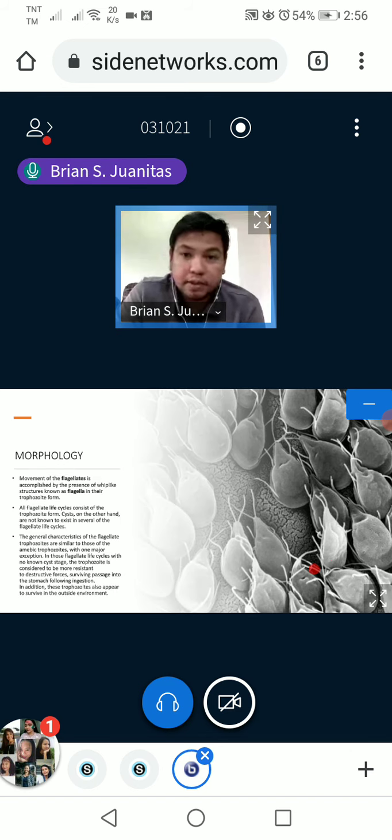So next, ito yung appearance talaga basically ng flagellates. Merong flagella. Okay? So movement of flagellates is accomplished with the presence of the flagella. Okay, kaya kasi natin tinawag na flagellates, no? Because of its unique morphologic characteristic. Meron siyang additional whip-like structure na tinatawag na flagella. So ginagamit yan for movement. So the only morphologic stage ng isang flagellates na merong flagella is yung trophozoite.